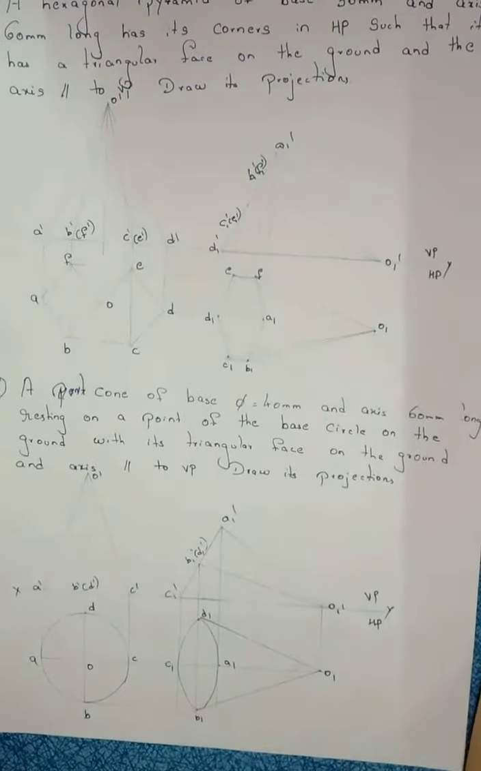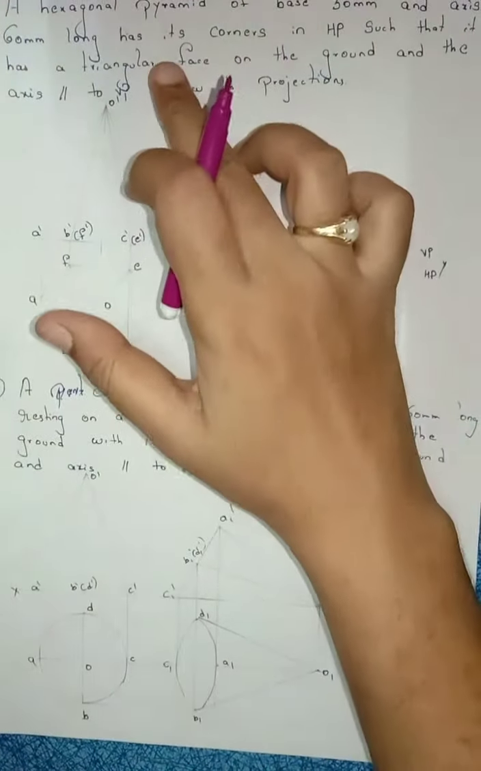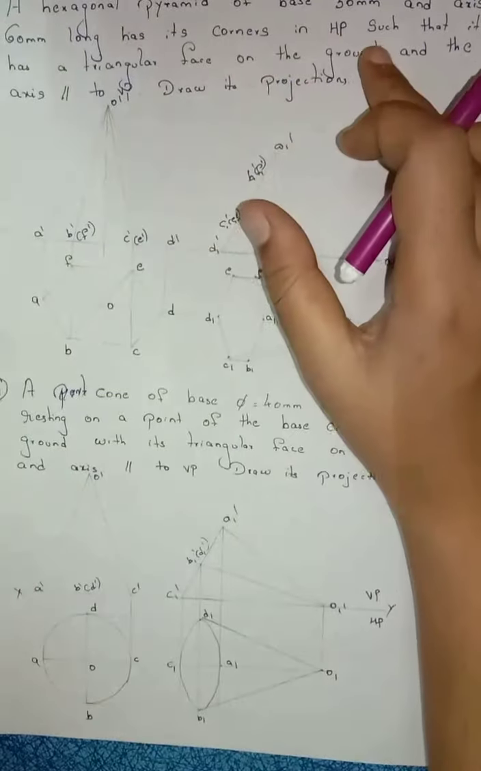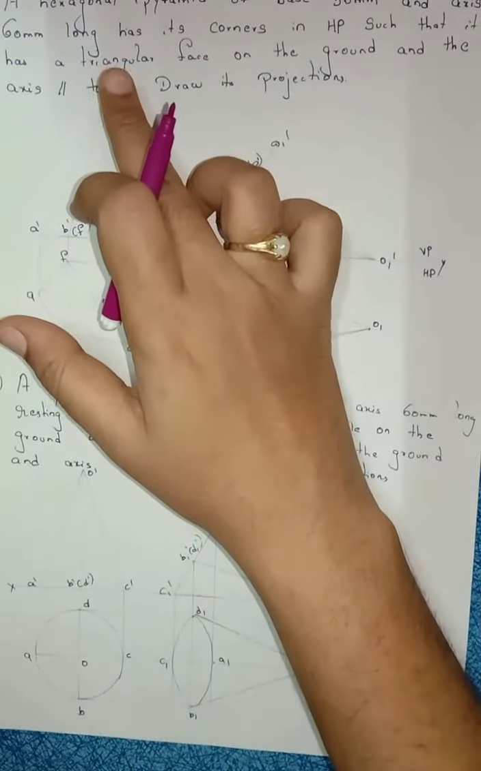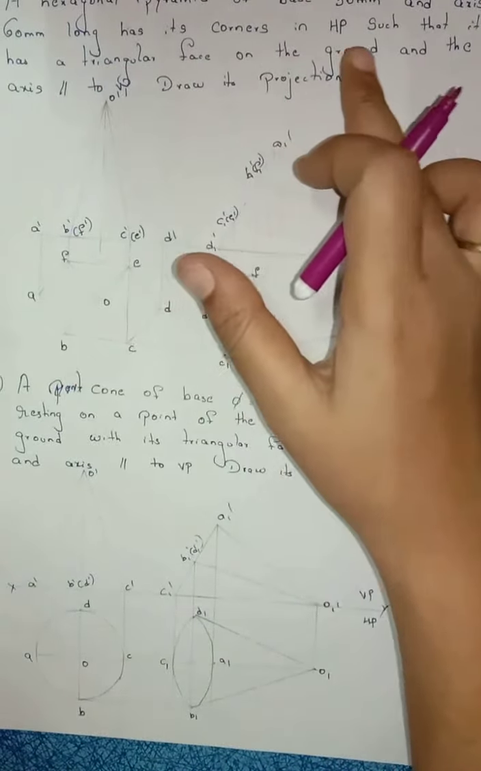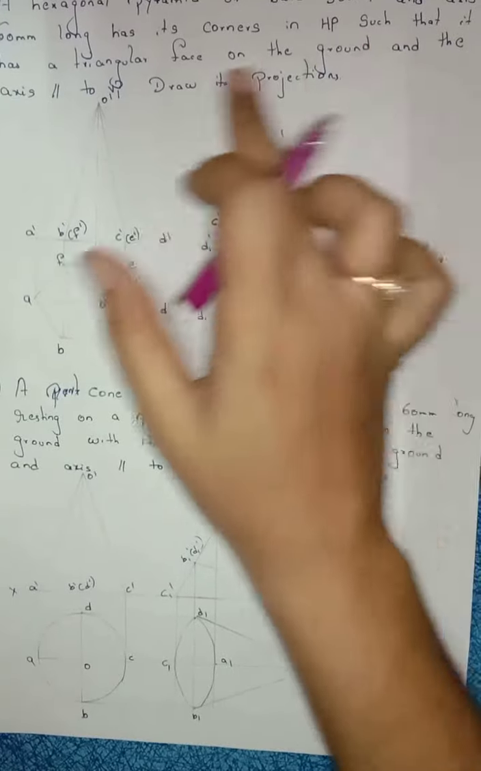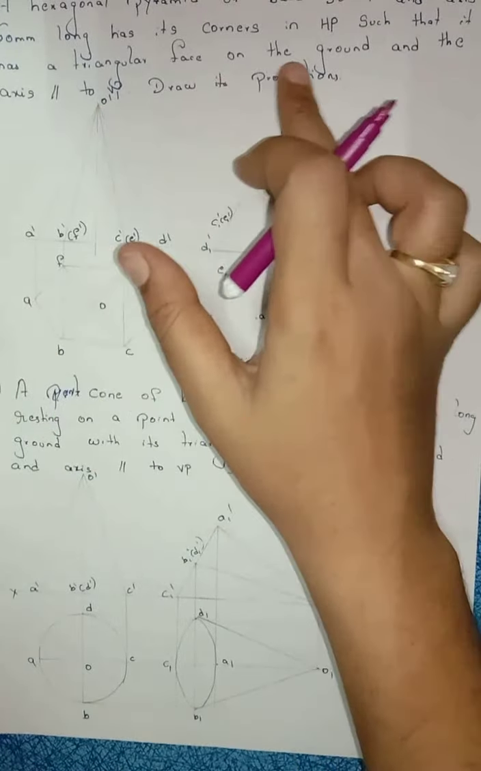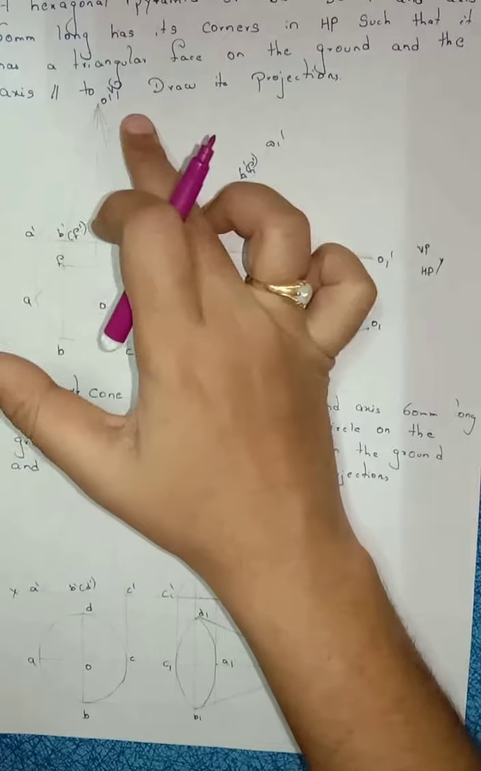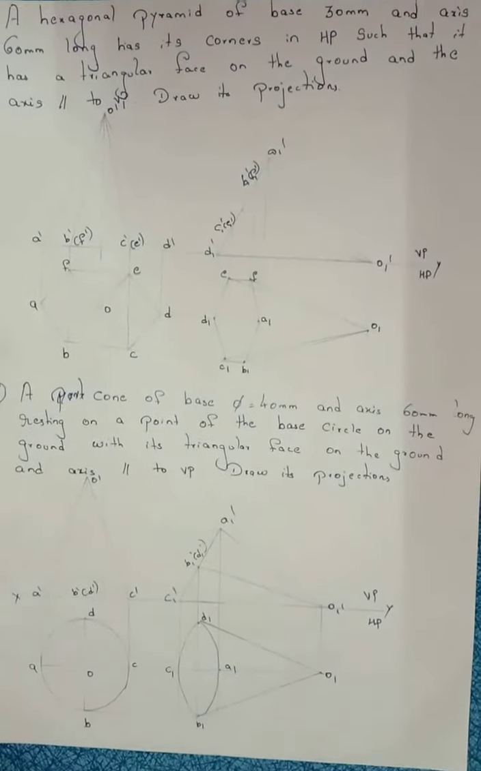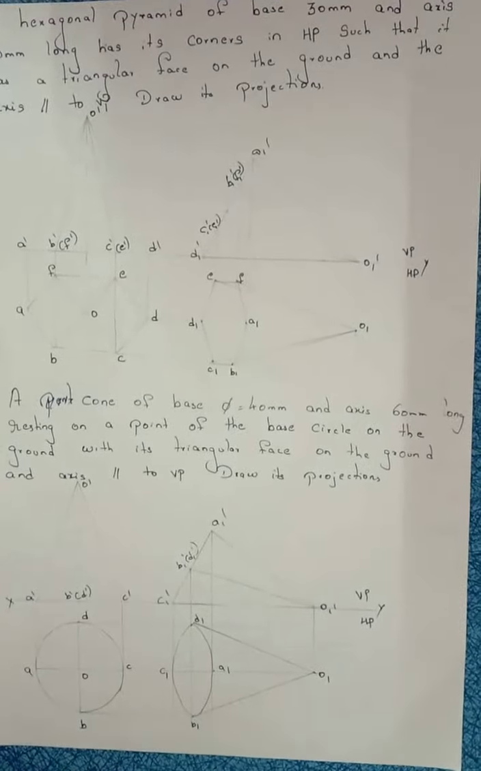So see the question here. A hexagonal pyramid of base 30 mm and axis 60 mm long has its corners in HP such that it has a triangular face on the ground and the axis is parallel to VP. Draw its projections. How many angles they mentioned here?